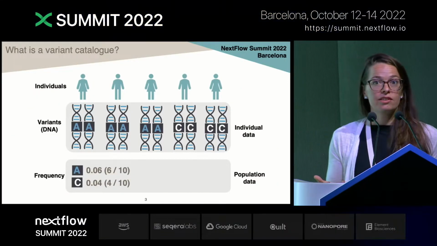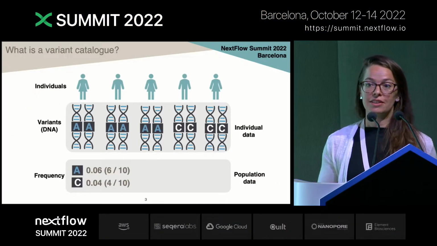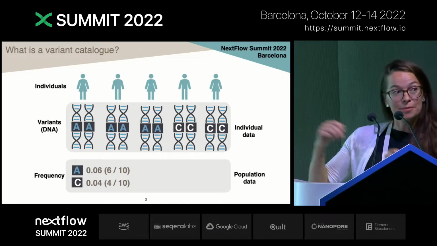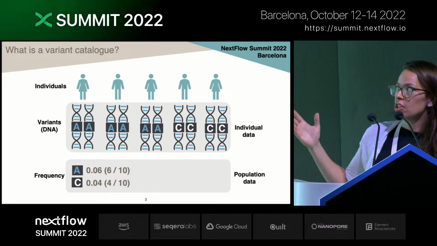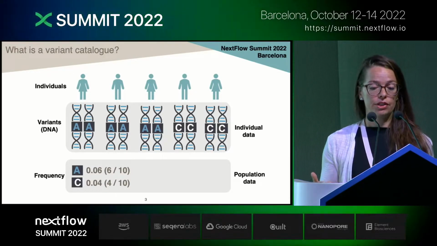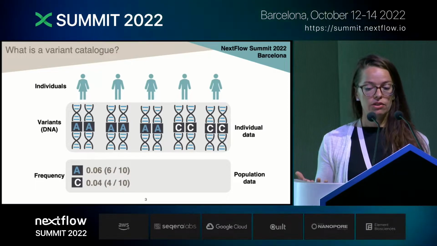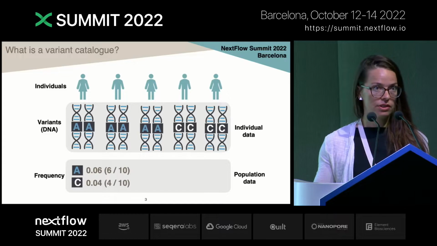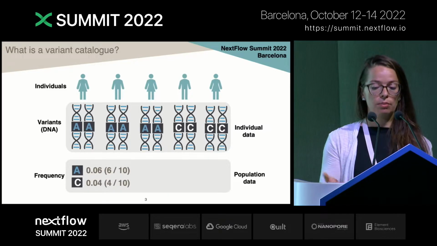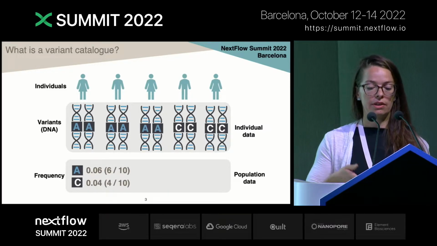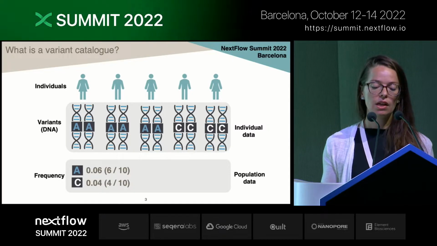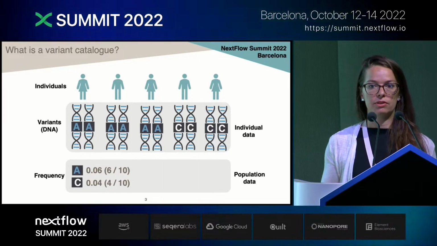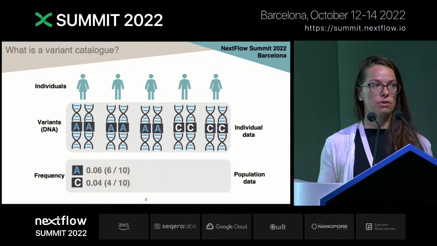So first, what is a variant catalog and why do we need it? I'm very glad we had the Illumina talk just before because I'm also all about DNA. So let's imagine you have this cohort of 5 individuals. They get their genome sequenced, and we identify variants, differences between those genomes. For example, at this position, some individuals carry an A and some carry a C, and we can calculate the frequency. The A allele has a frequency of 0.6, and the C allele has a frequency of 0.4.